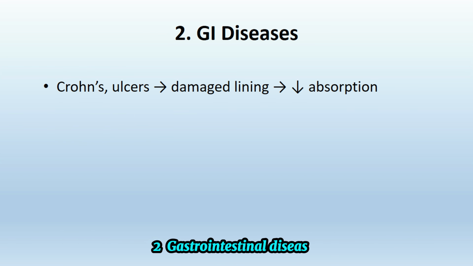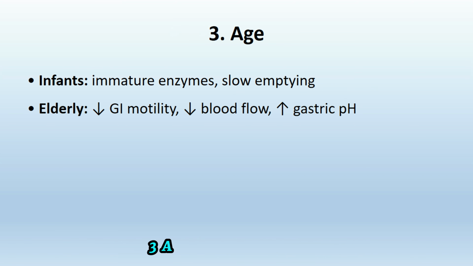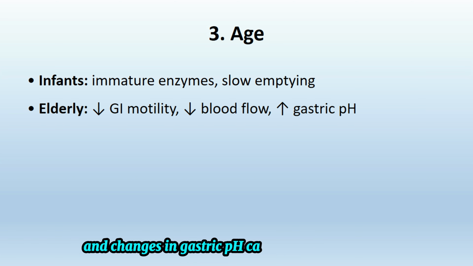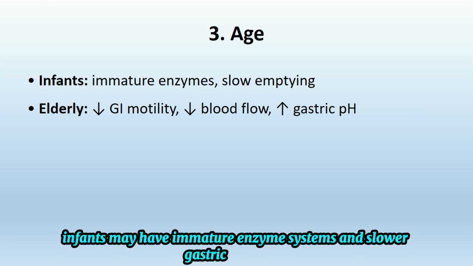2. Gastrointestinal diseases, like Crohn's disease, ulcerative colitis, or peptic ulcers, can damage the intestinal lining, reduce surface area, and impair the drug's ability to be absorbed. 3. Age. In elderly individuals, slowed gastrointestinal motility, reduced blood flow, and changes in gastric pH can all alter absorption. Meanwhile, infants may have immature enzyme systems and slower gastric emptying.